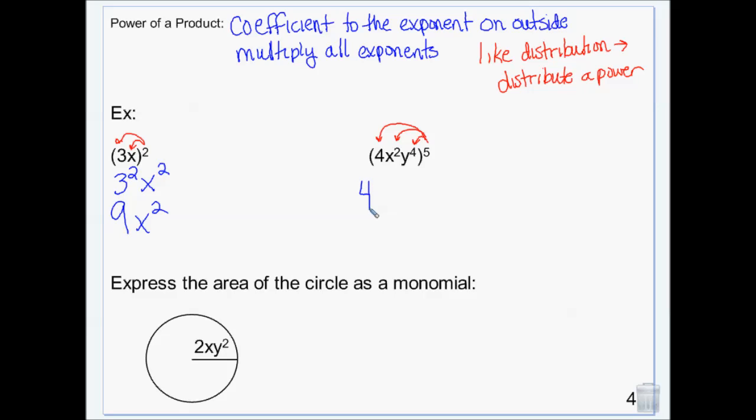Well, it's 4 to the 5th. But x to the 10th, don't you want that y to be to the 20th? Oh, it's not 20 though, because it's 4 times 4 times 4 times 4. So 4 times 4 is 16, times 4 is 64, times 4. 64 times 4 is 256, times 4. That one I can't do in my head.